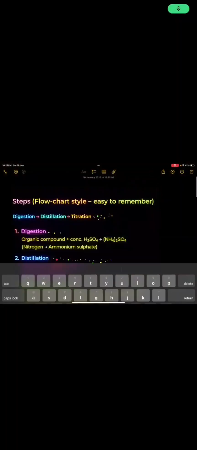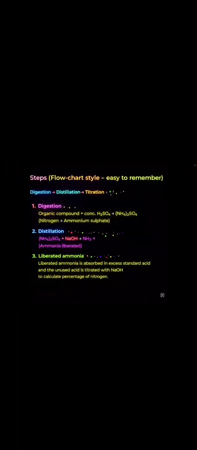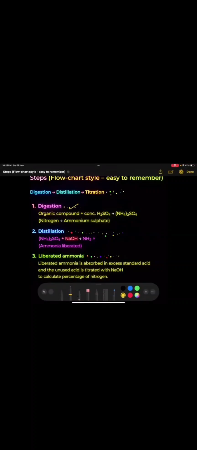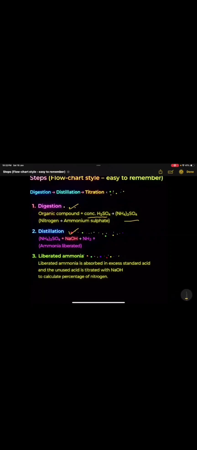Today we are going to discuss the Kjeldahl method. This method mainly works based on these three processes: digestion, distillation and liberated ammonia. Digestion means the organic compound which contains nitrogen reacts with concentrated H2SO4 and gives ammonium sulfate. This ammonium sulfate we can send to standard solution of sodium hydroxide and liberate ammonia.